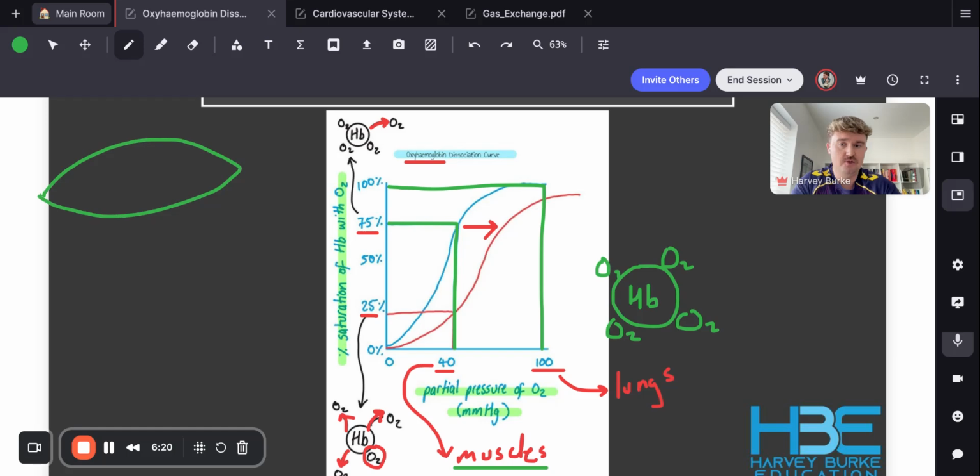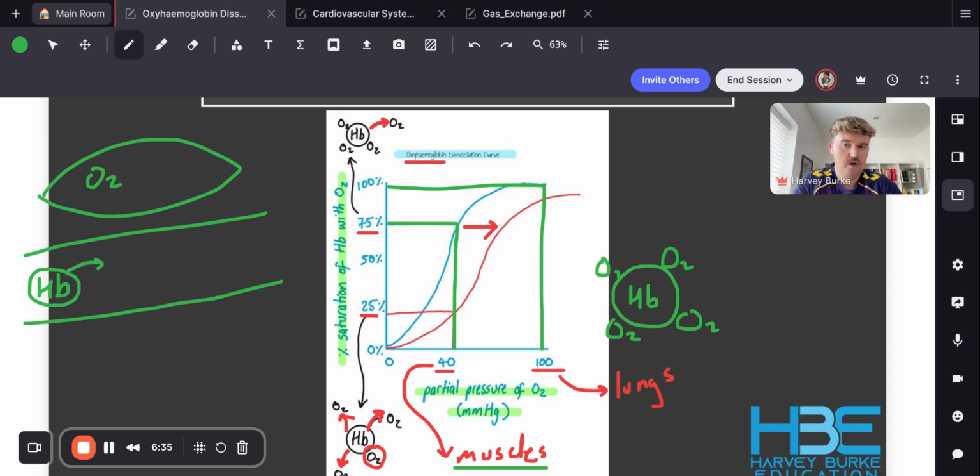So let's say that's the muscle and then that's the capillary. When hemoglobin arrives at the muscle, it notices that there's not as much oxygen at the muscle. The muscles need oxygen. So hemoglobin is like, well, I've got plenty of oxygen. I'll let go of 1 and you can have it.